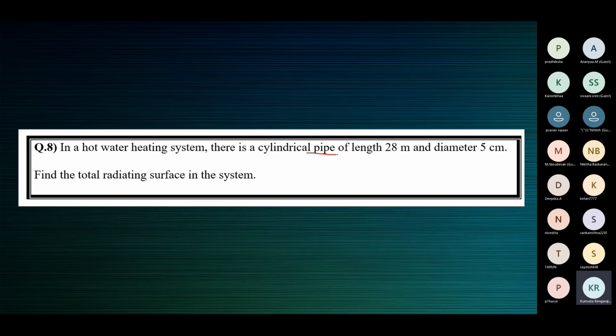So here we also see a pipe. That means there is no material on the top. The circular portions at the top and the bottom of the cylinder are open.